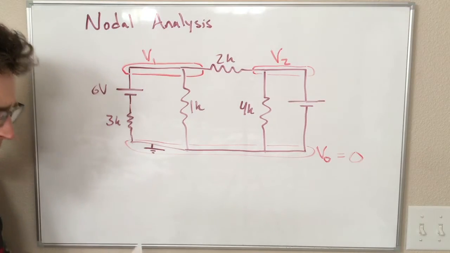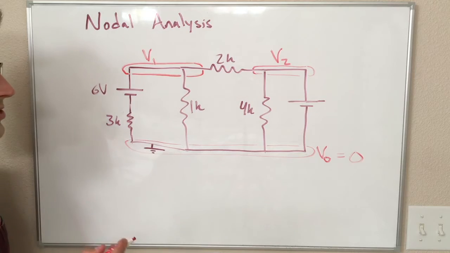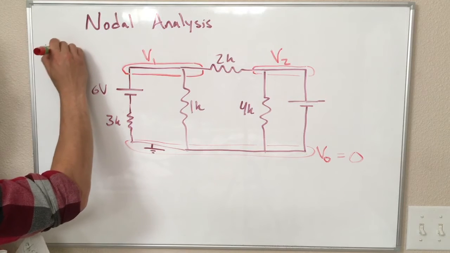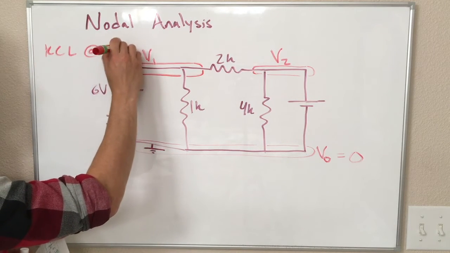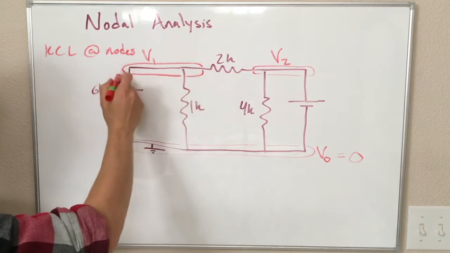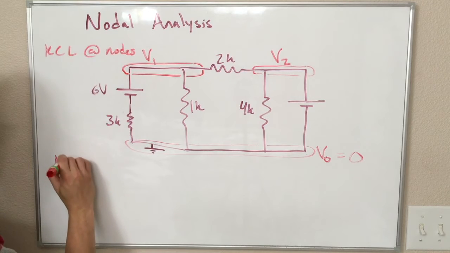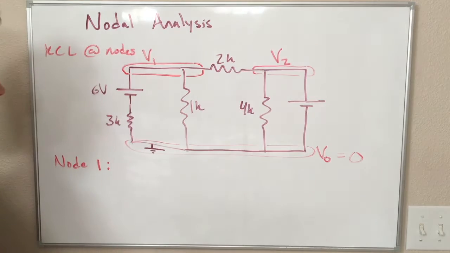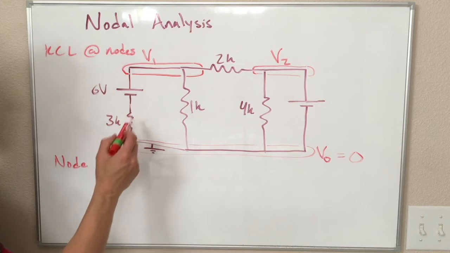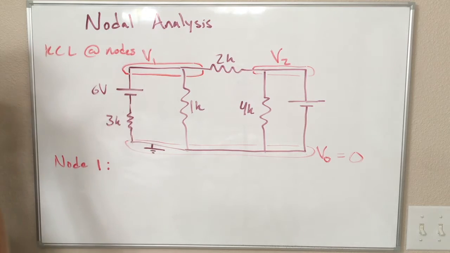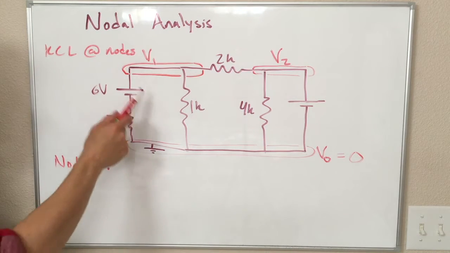Okay, so with the nodal analysis, what we do next is we apply Kirchhoff's current law at each of the nodes. So let's look at node 1, where there's voltage 1 right now. The current law is that the current going in equals the current coming out. Right away, we would like to know how much current is entering V1, it's not immediately obvious because we have a voltage source here.